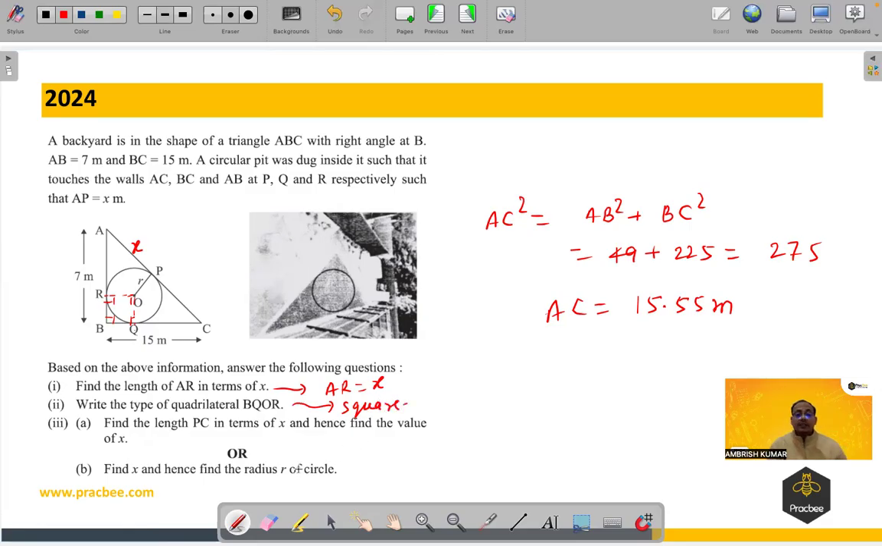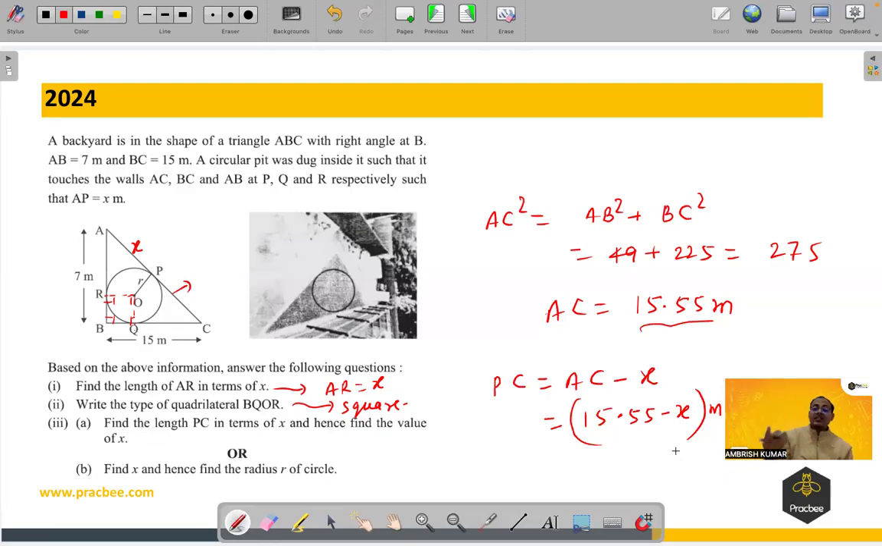Find the length PC in terms of X and hence find the value of X. PC in terms of x. So look, PC is going to be AC minus AP, that is AC minus x. So we have calculated AC, 15.55 meters minus x. So this much of meter is the length of PC in terms of x, right? And then find the value of x. So see how we can solve for x.